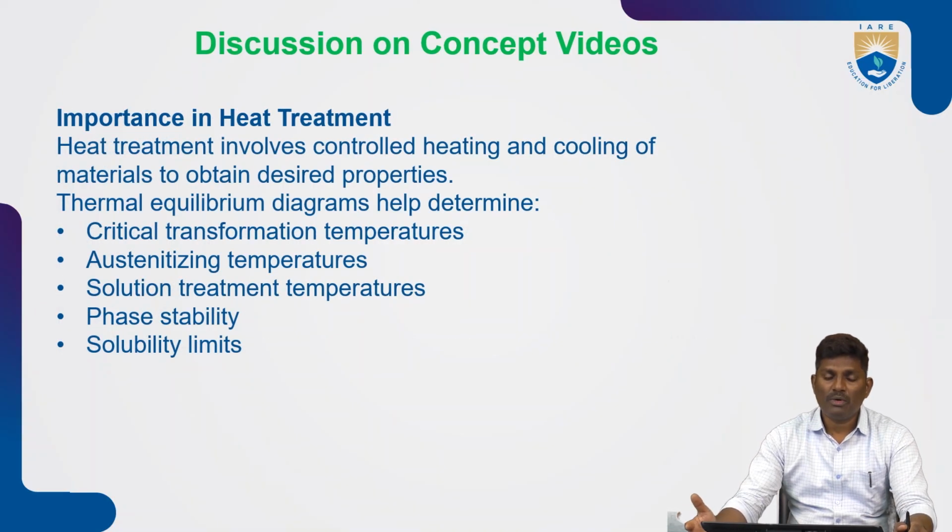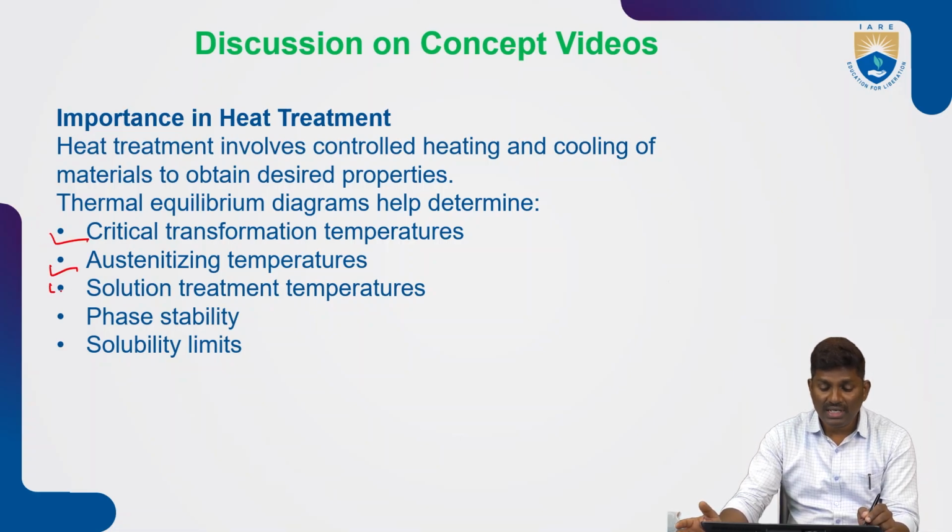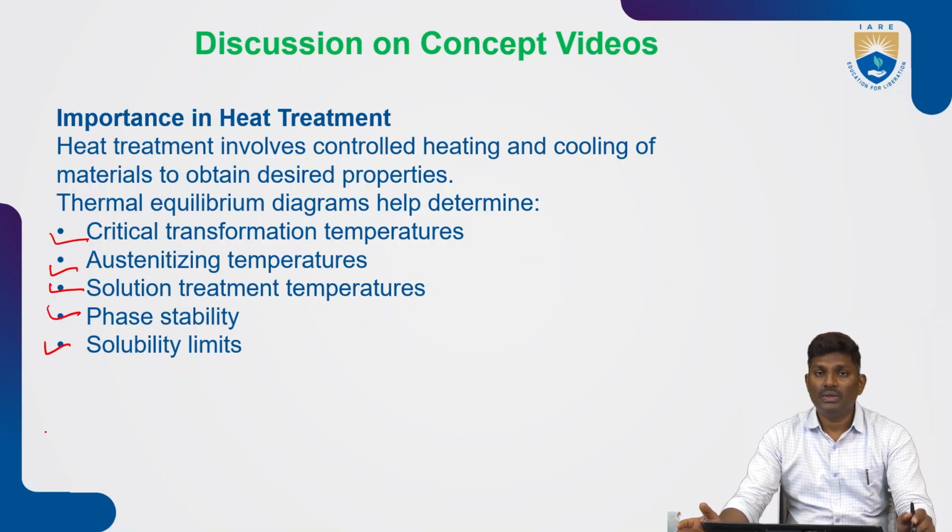And if you see the importance of heat treatment, it involves the control, heating and cooling of the material to obtain the desired properties. So if you want to improve or enhance the properties of the material, then the heat treatment process is very, very important. In this thermal equilibrium diagram, this will help with the critical transformation temperatures, austenitizing temperature, solution heat treatment, and phase stability, solubility. So this is how you need to understand the importance of the heat treatment process.